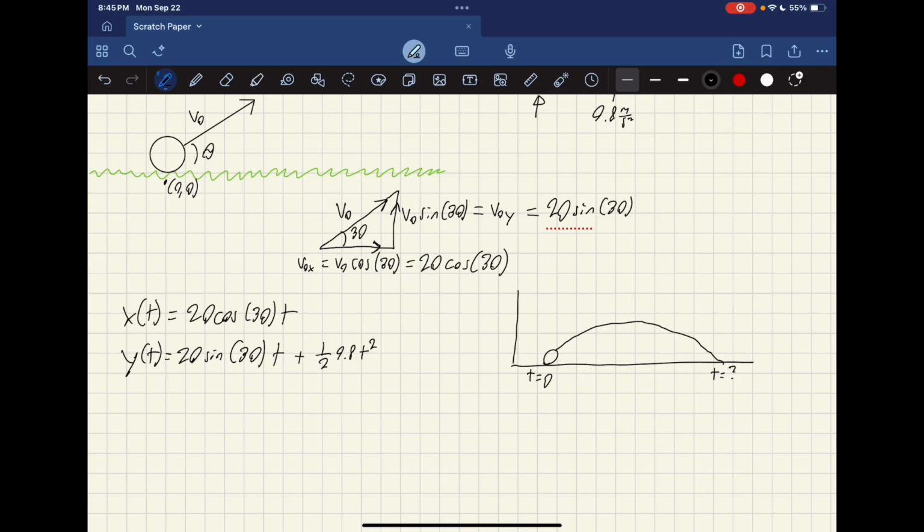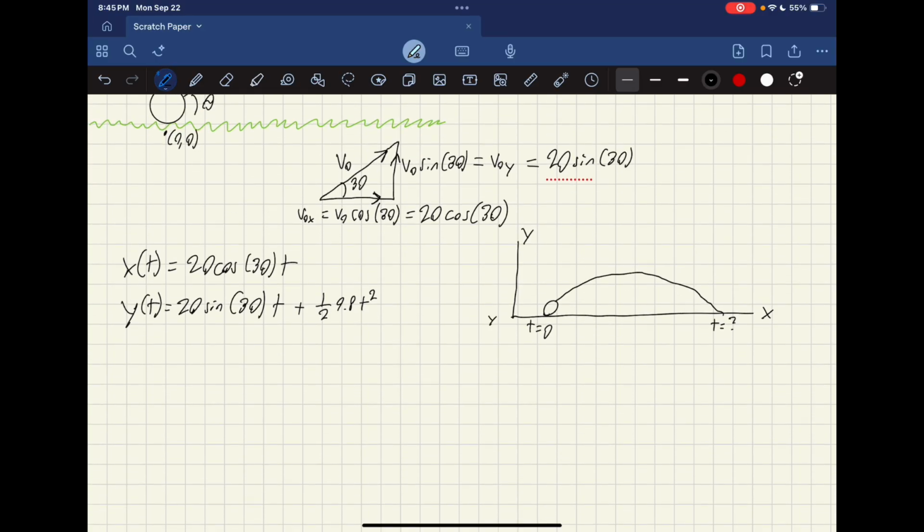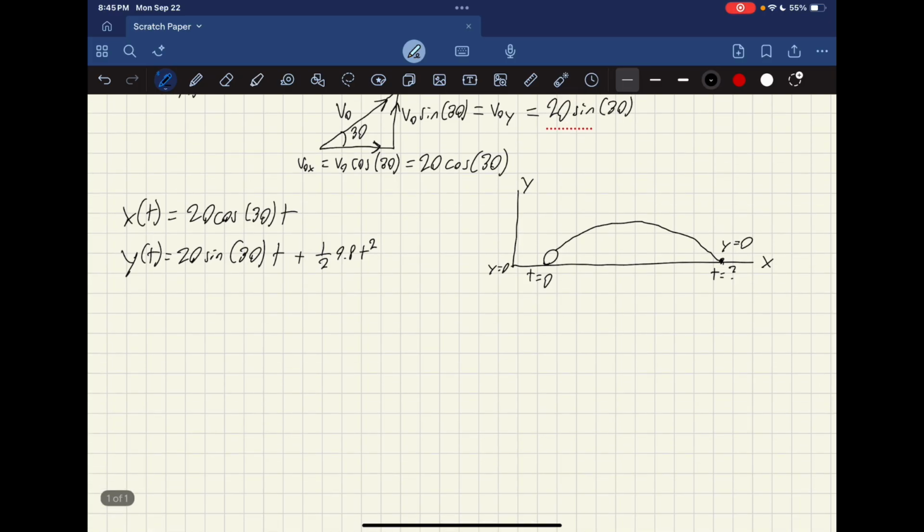If you draw this as an x and y axes, you realize that it starts at this point, y equals 0 over here, and then over here, y still equals 0. And so you can solve y of t for when it equals 0. And you'll actually end up with 2 times. And I'm going to show you how now. So we say y of t equals 0. And this equals 20 sine of 30 times time plus 1/2 times 9.8 t squared.